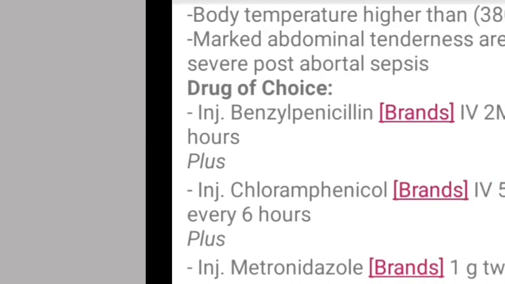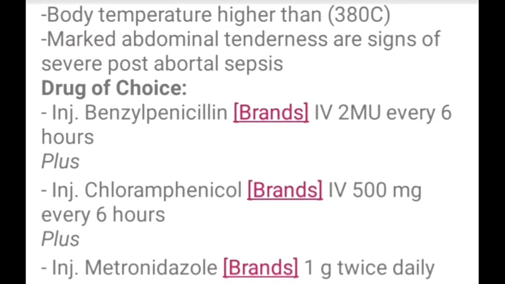Treatment of severe post-abortal sepsis. Body temperature higher than 38 degrees centigrade and marked abdominal tenderness are signs of severe post-abortal sepsis. Drug of choice: injection benzyl penicillin IV 2 million units every 6 hours, plus injection chloramphenicol IV 500 mg every 6 hours, plus injection metronidazole 1 gram twice daily.